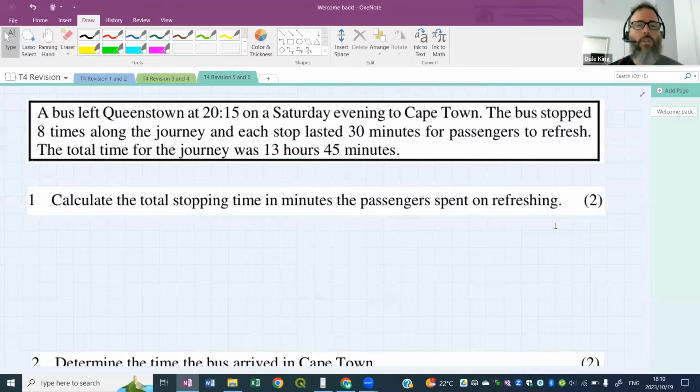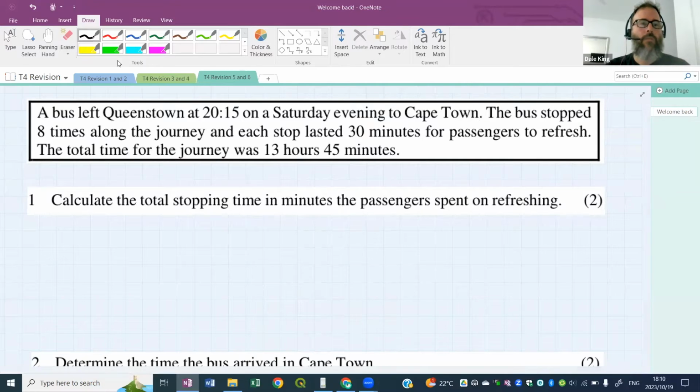Okay, so let's start with this one here. We've got a little bit of everything. We've got time, and measurement in terms of metric and imperial. The first one says a bus left Queenstown at 8:15 on a Saturday evening to Cape Town. The bus stopped 8 times along the journey, and each stop lasted 30 minutes for passengers to refresh. The total time for the journey was 13 hours and 45 minutes.